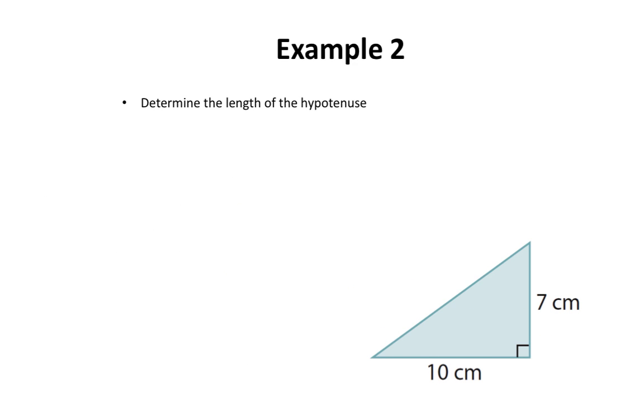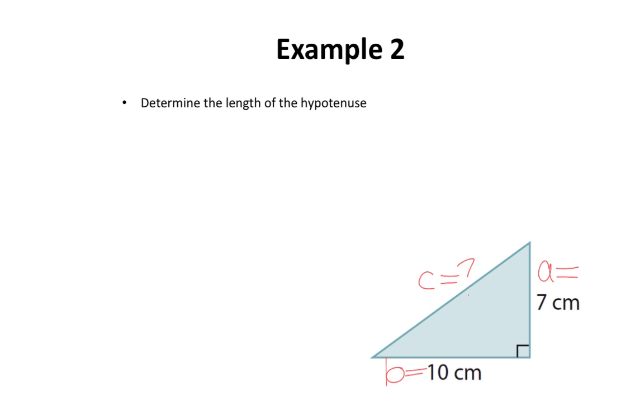In our second example, we want to determine the length of the hypotenuse. The first thing you want to do is label the diagram. As you can see, we've been given the measurement of the legs of the right triangle. So I'm going to call this A, and I'm going to call this B. We want to figure out the hypotenuse, so I'm going to call that C.